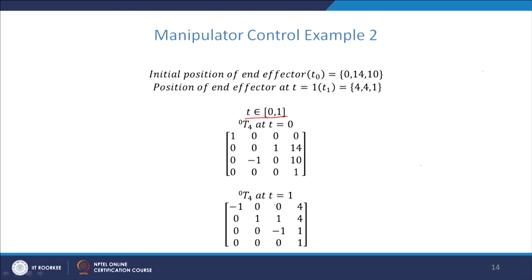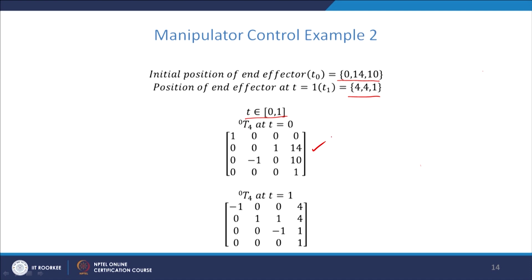And then in the interval 1 to 2, it is performing the job of rotating the screw for one full rotation. So, these are the 2 segments of the task assigned to the robot. Let us assume that at time t equal to 0, the end effector is at the position 0, 14, 10, and at the final time t equal to 1, it is at the position 4, 4, 1, that is, from the ground the z value is 1 unit above, which is the final position of the end effector.